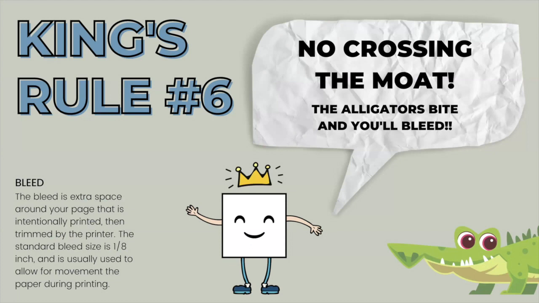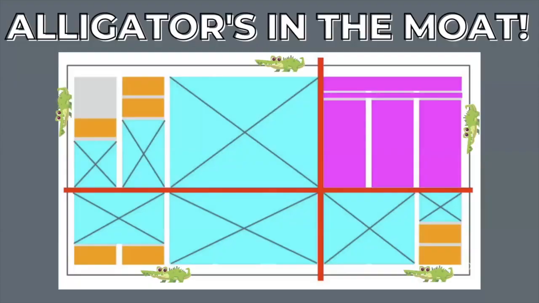The standard bleed size is 1/8 of an inch and is usually used to allow for movement of the paper during printing. So what that means, as you can see, we have alligators here. This is a margin. This space in between our elements and the gray line, which is the edge of the paper, is called the margin. This is left intentionally blank. And then this space right here is the paper that it's printed on.